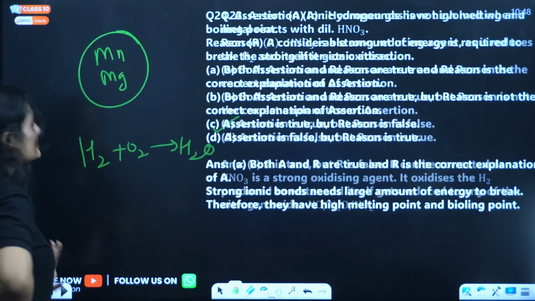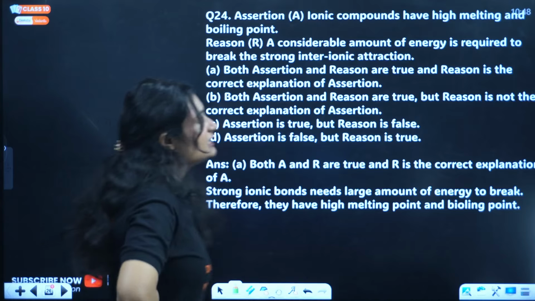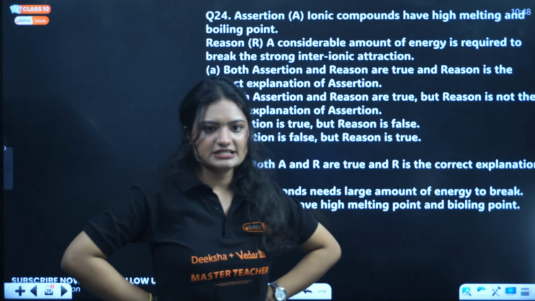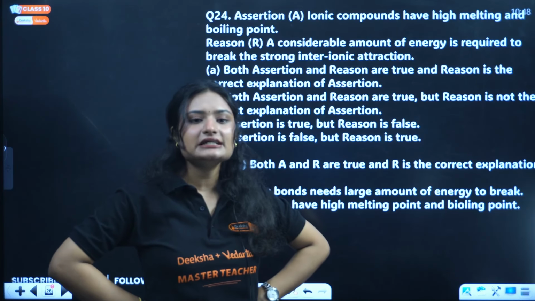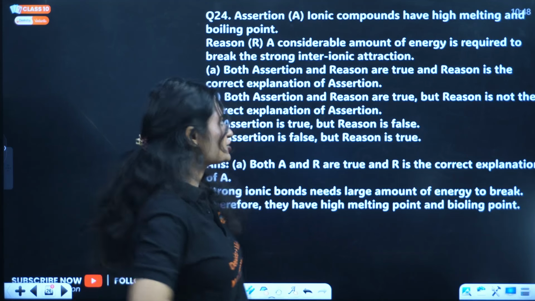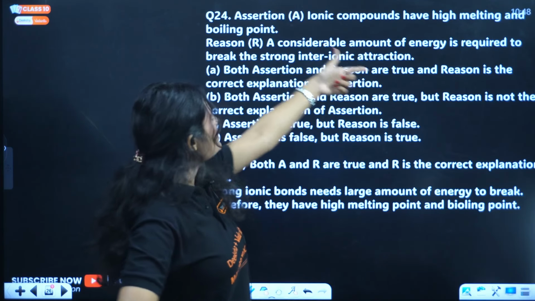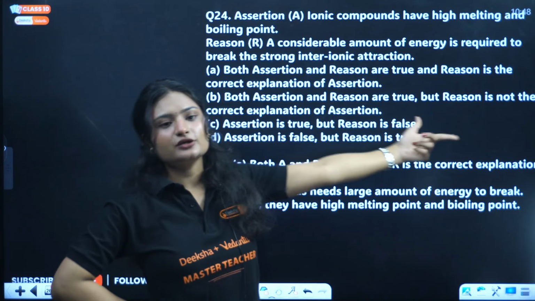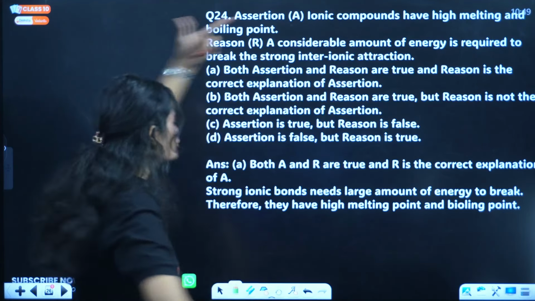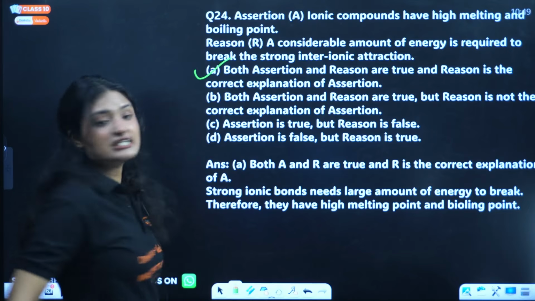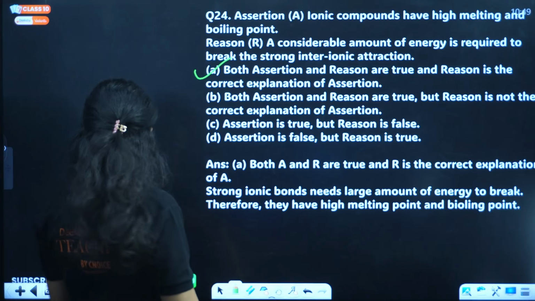Next question. Ionic compounds have high melting and boiling points. Yes, they do, because they have strong forces of attraction. A considerable amount of energy is required to break the strong inter-ionic attraction. Yes, both assertion and reasoning are true, and the reasoning is the correct explanation of the assertion.